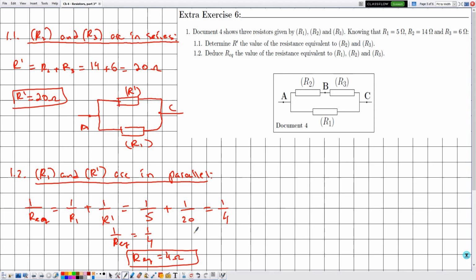And whenever we calculate an equivalent resistor, it's convenient to represent it in the given grouping. So this is the point A, this is R equivalent, and this is the point C. Okay.